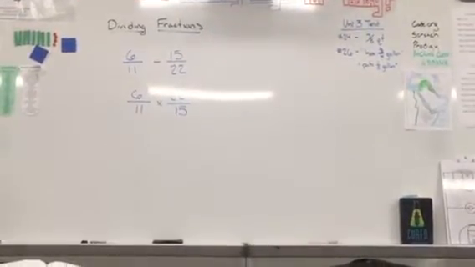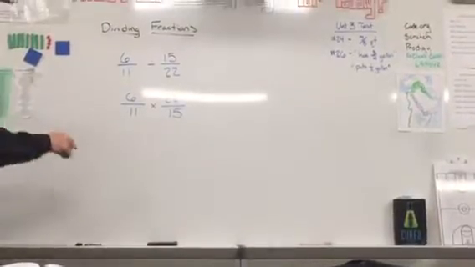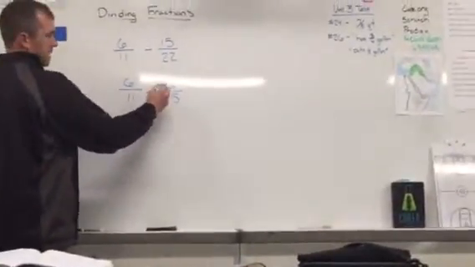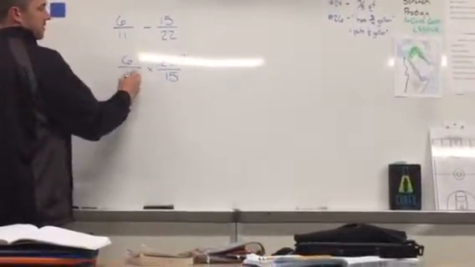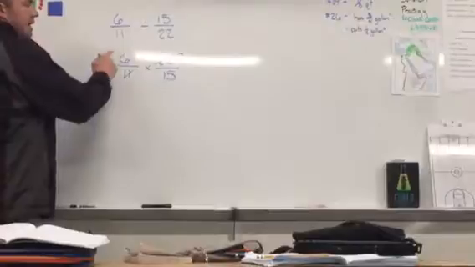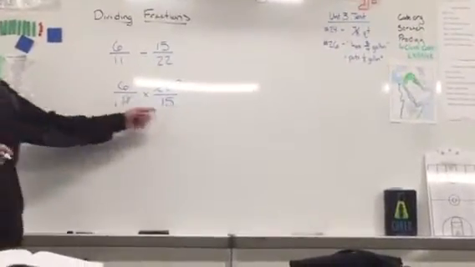Can I cross cancel? Yes, 22 and 11. What's the greatest common factor of 22 and 11? 11. So divide by 11. What's 22 divided by 11? 2. 11 divided by 11? 1. Now we do 6 and 15. Here's something that happens a lot here. 6 and 15.